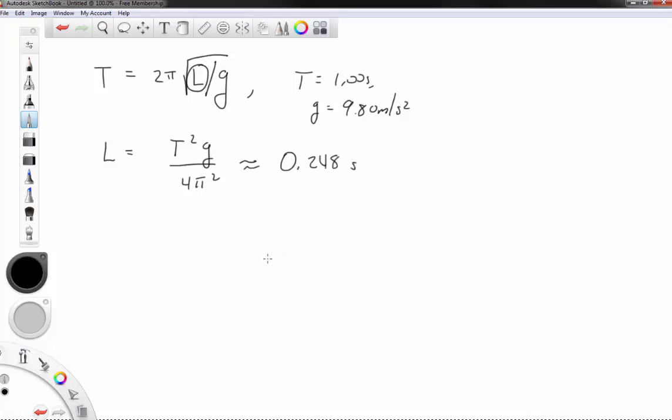meters. Quick rule of thumb here, by the way. If you want to build an ideal pendulum on the Earth with a length of 1.0 meter, sorry, this is 0.248 meters. If you have a 1.0 meter long pendulum, you're going to have a period of very nearly 2 seconds. It's actually 2.01 seconds if you round to 3 significant figures. So your rule of thumb basically is a 1 second pendulum is about a quarter of a meter long. A 1 meter long pendulum gives you a 2 second period for oscillation.